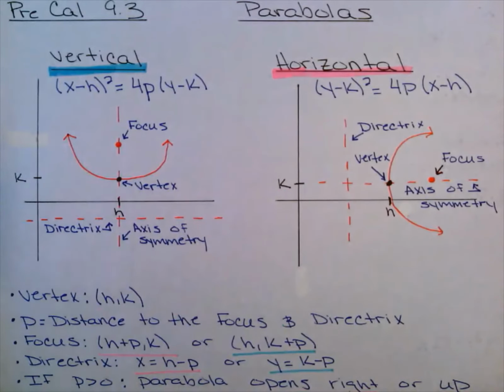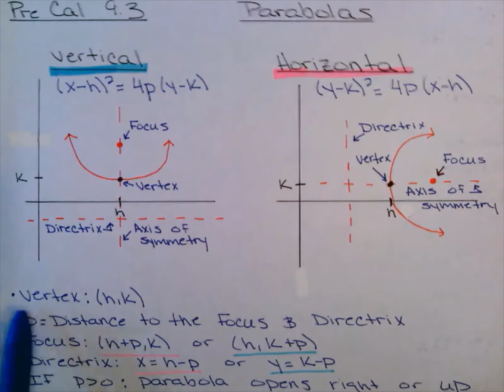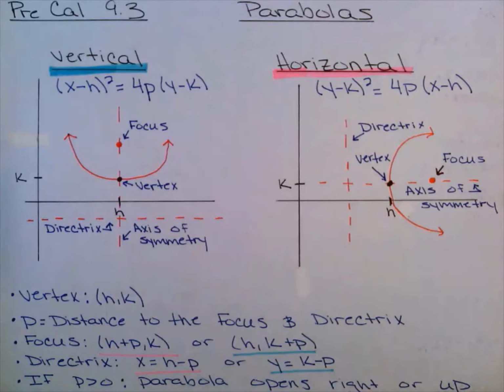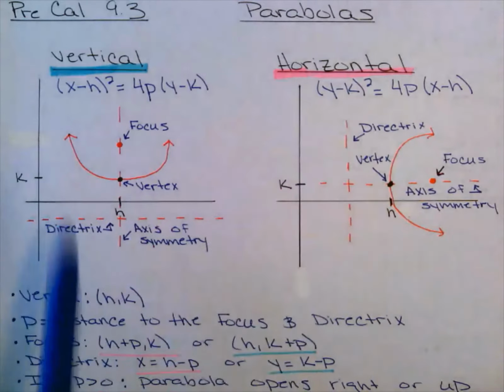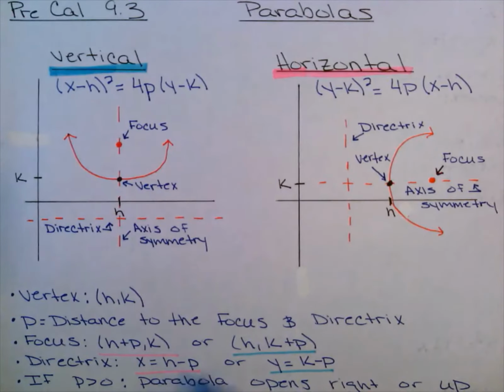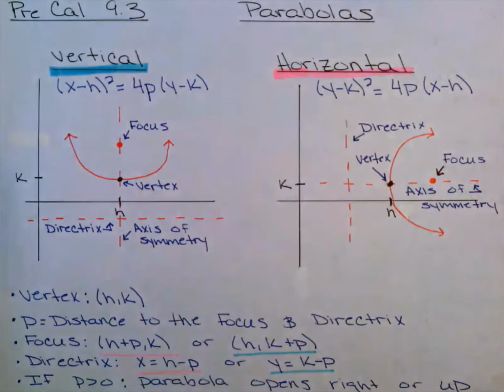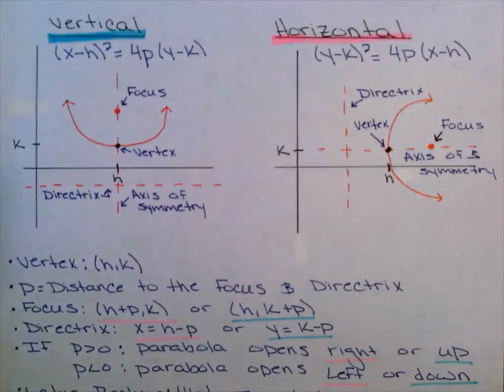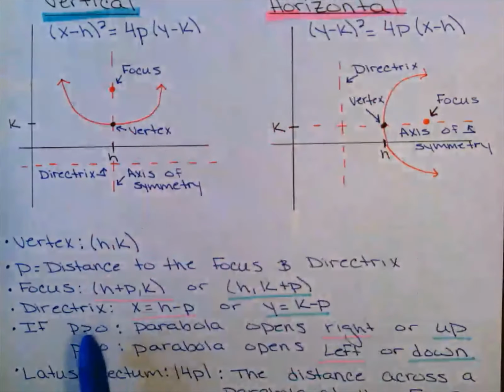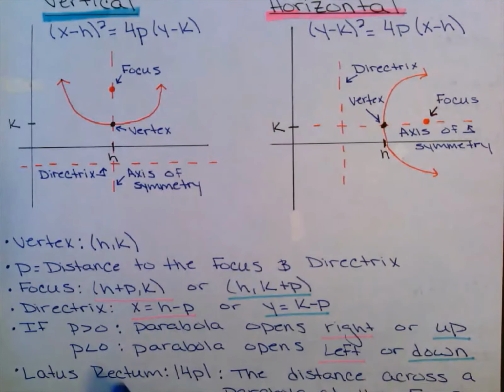Okay, so down here some notes: we have the vertex is (h, k), and p is the distance to the focus and the directrix. So the focus, depending on whether it is horizontal or vertical, we're adding that distance p to either the h or to the k. The directrix, we're subtracting it either from the h or from the k to go backwards, okay? Now, if p is positive, so if these numbers are positive, the parabola either faces to the right or up, and if it's negative, it faces left and down.